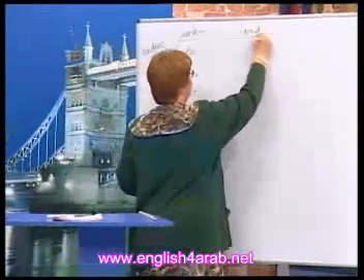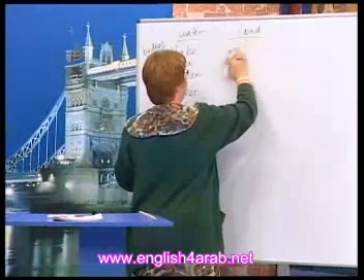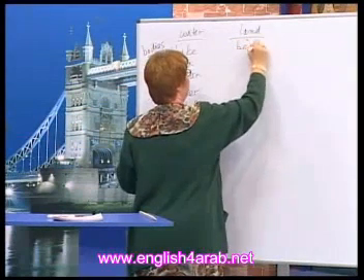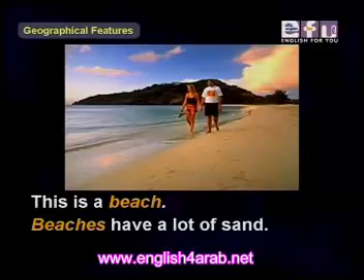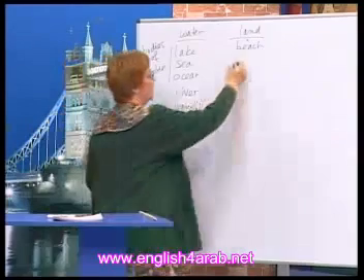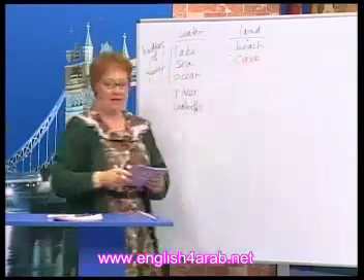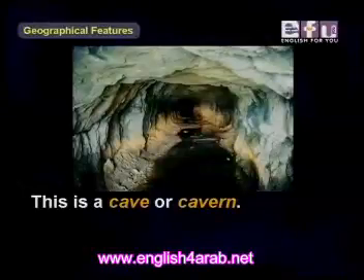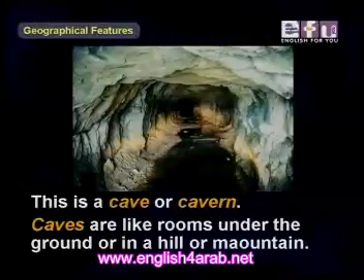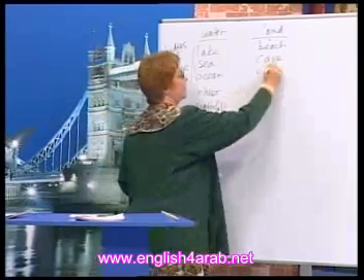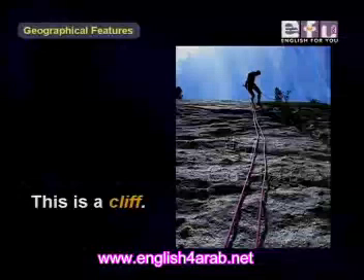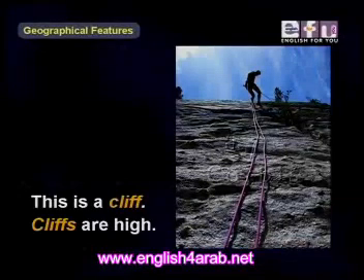So these are land features. The very first one is beach. Okay, now you see this is a beach. Beaches have lots of sand. The next one is a cave. This is a cave or cavern. Caves are like rooms under the ground or in a hill or mountain. The next one is cliff. This is a cliff. Cliffs are high.